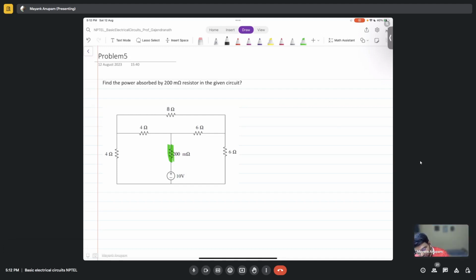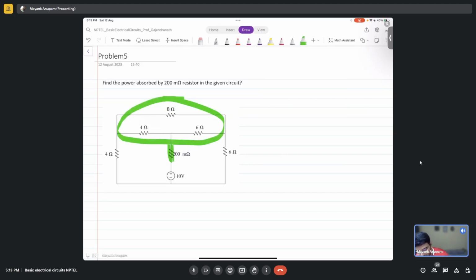I'll use the delta star transformation, then calculate the equivalent resistance, then calculate the current through the 200 milli ohms. Then it will give the power expression. Correct. So that delta star transformation is not covered in this particular course, I am guessing. It is not covered till now. But that is a perfectly valid approach.